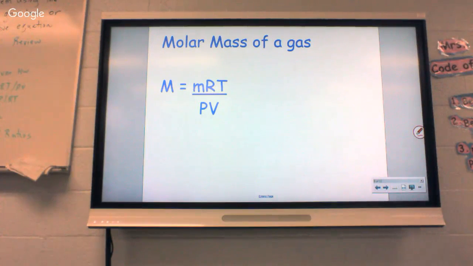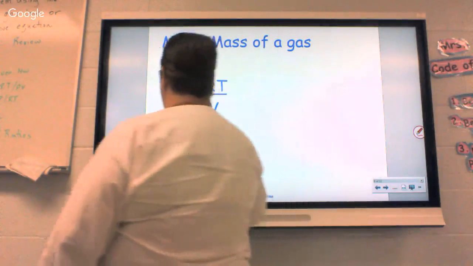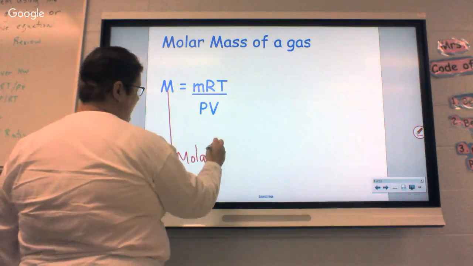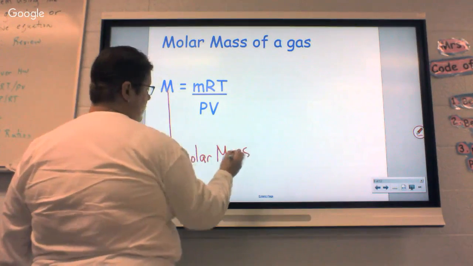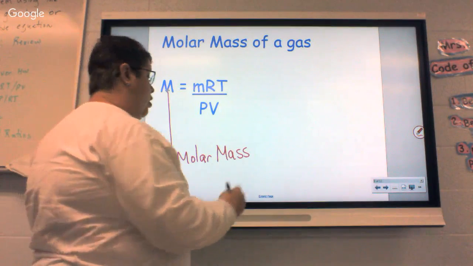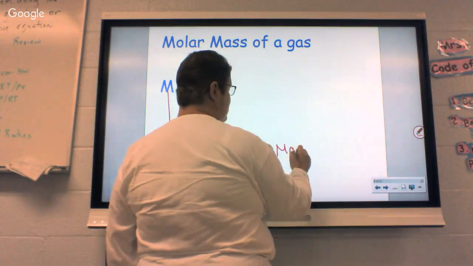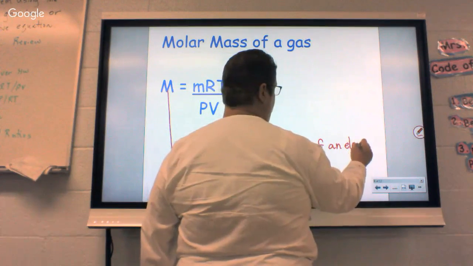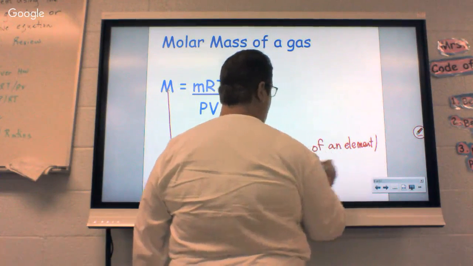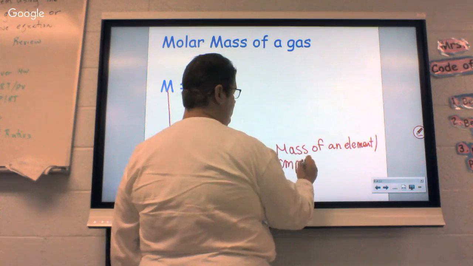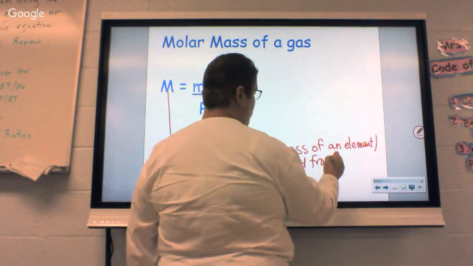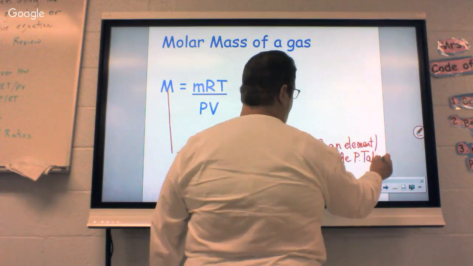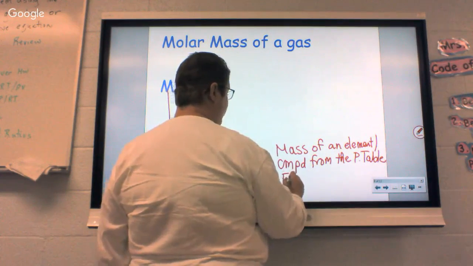Now, big M is molar mass. We have worked with molar mass this semester already. This is the mass of an element or a compound from the periodic table. We have also called it formula mass.